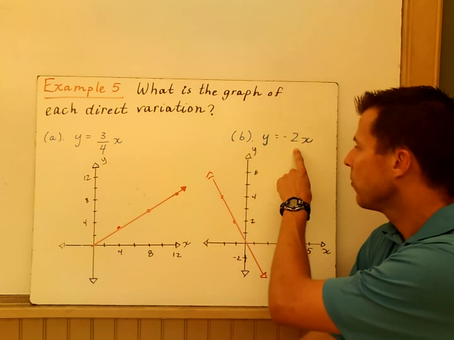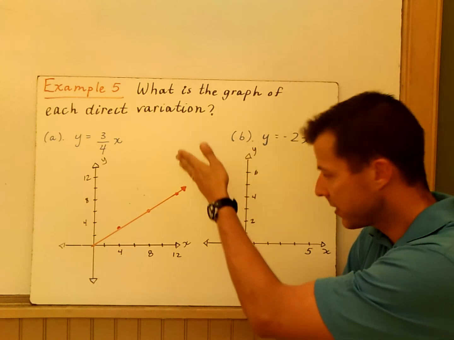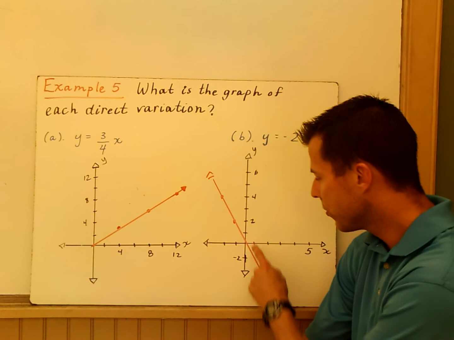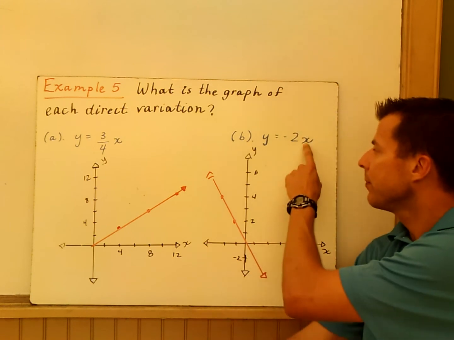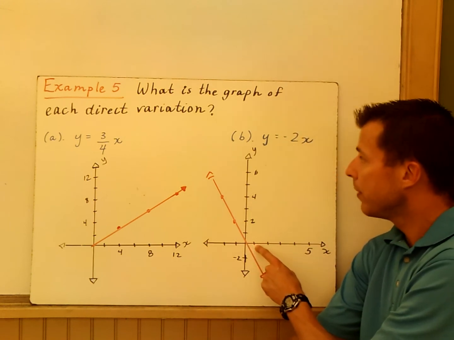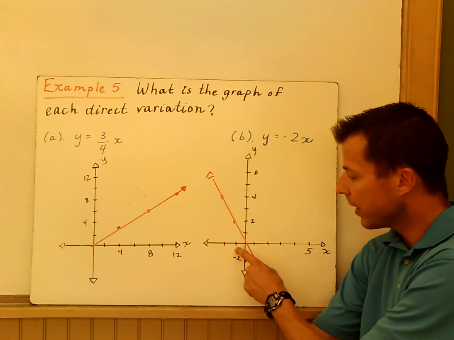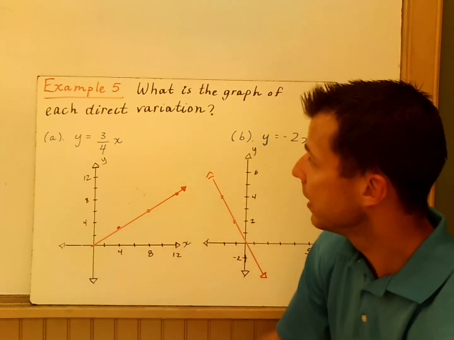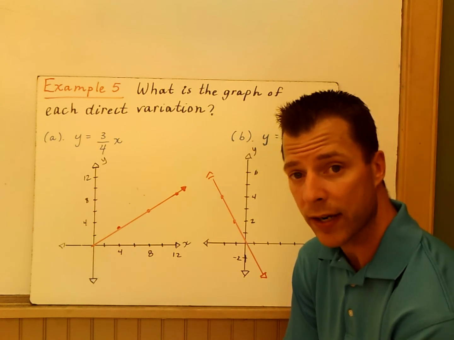Okay, and here y equals negative 2x. That's a negative constant, so notice how the graph slopes down. You'll learn more about slope. Goes to the origin. So I pick my points. I can pick 0, 0. I can pick 1, I get negative 2. I can pick negative 1, I get positive 2. Draw my graph, and that's a quick way to look at direct variation.